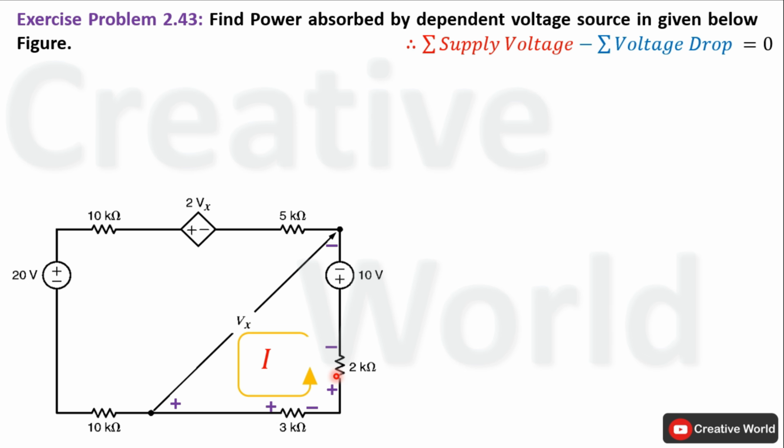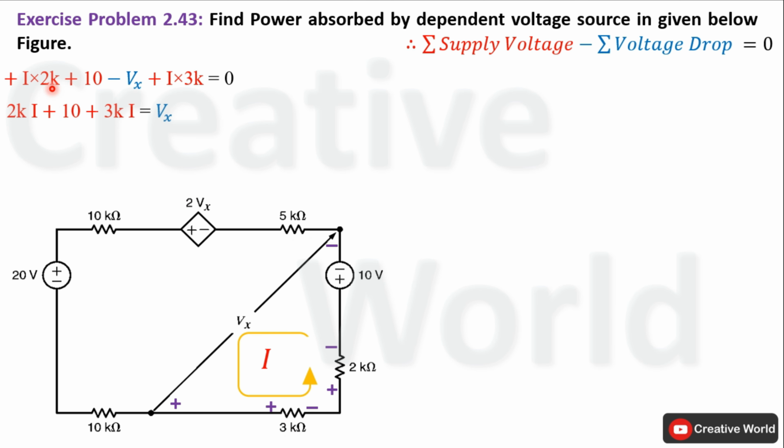Now, write the KVL equation for this semi-closed loop. Start from this 2 kilo ohm resistance. Current entering terminal is positive. So the voltage across this 2 kilo ohm resistance, which is the product of current I and the value of resistance, will be taken with positive sign: plus I multiplied by 2k. Next is the voltage source. Current entering terminal is positive, so 10 volt will be taken with positive sign. Next is voltage Vx, and the current entering terminal is negative, so Vx will be taken with minus sign. And the last element is a resistance. Current entering terminal is positive, so the product of I and 3k will be taken with positive sign.